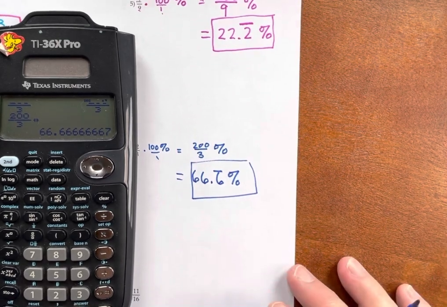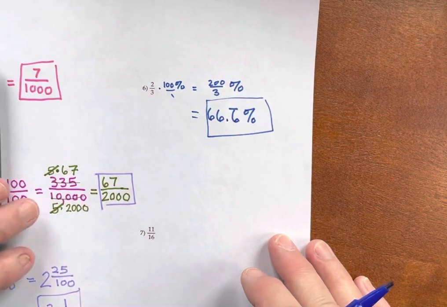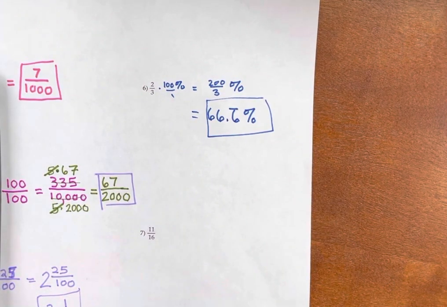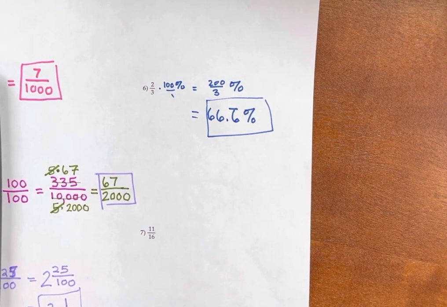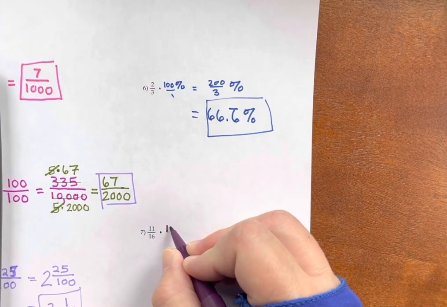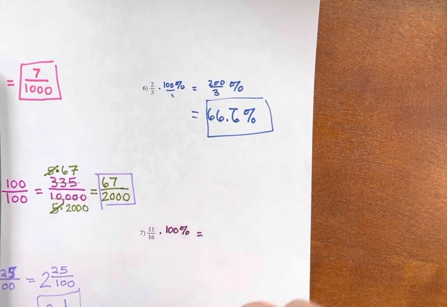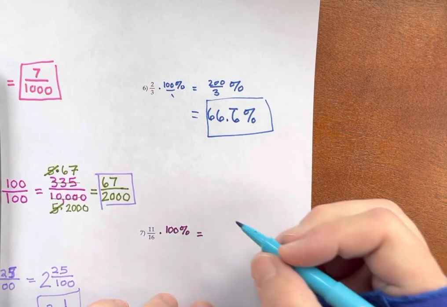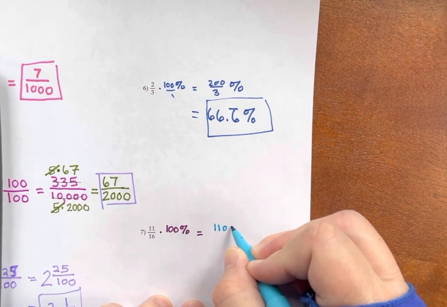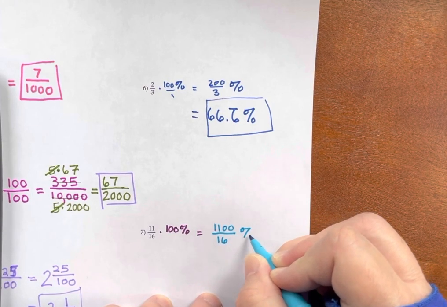Okay, and we have one more of these. 11/16. Okay, we're going to multiply by 100%. That's going to give us 1100 over 16 with the percent symbol.